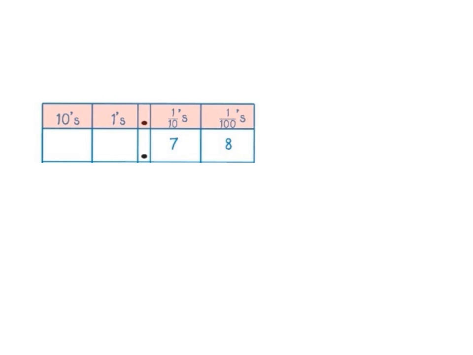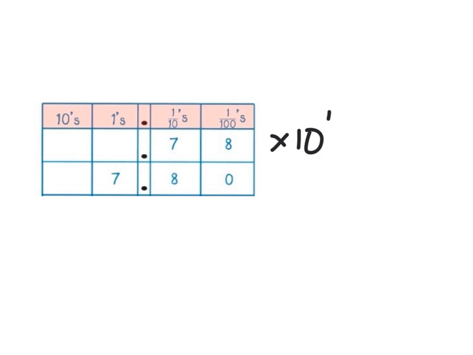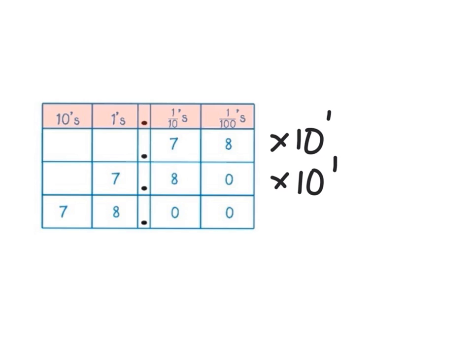Let's go ahead and try another one. Here we have 78 hundredths. If I go ahead and I multiply that by 10 to the first power, what would that give me? 7 and 80 hundredths. If I multiply that again by 10 to the first power, what's that going to give me? 78 and 0 hundredths, or 78.